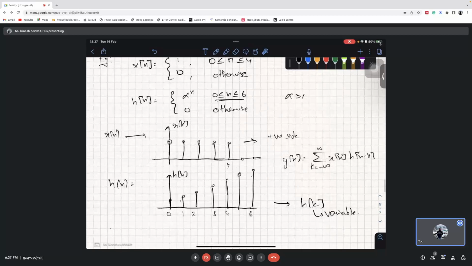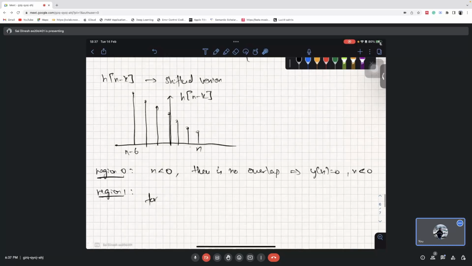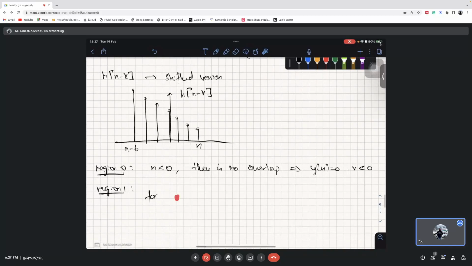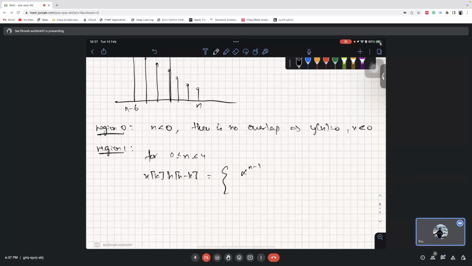But then what is the length? The length here is 4. So we'll consider the case where 0 less than or equal to n less than or equal to 4. In this case, what we have is x of k h of n minus k is equal to alpha power n minus k for 0 less than or equal to k less than or equal to n, because to the left side of 0 there is no overlap at all. So k from 0 to n, or 0, right?